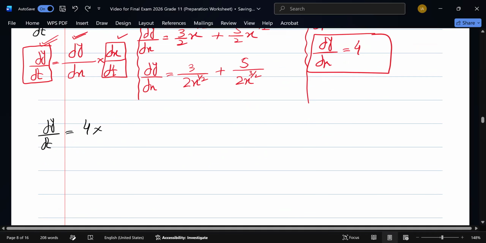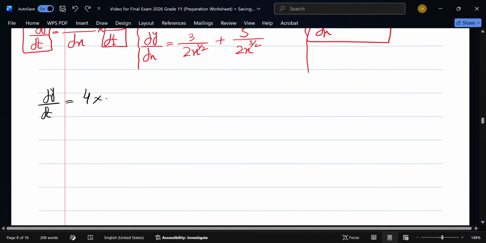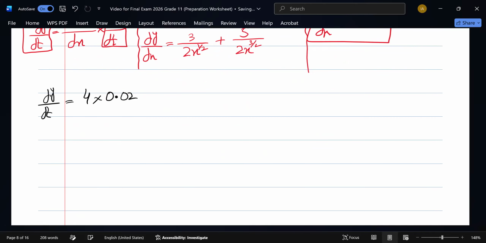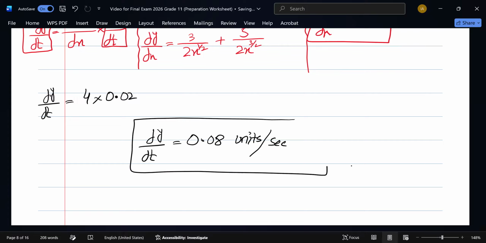We substitute here, which is 0.02. So dy over dt is going to be 0.08 units per second. They ask you to find the rate of change of y.